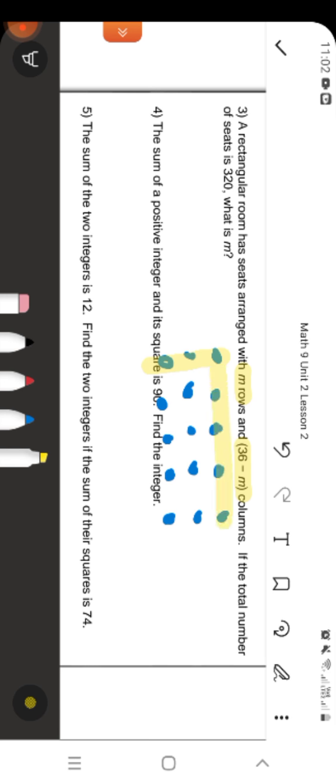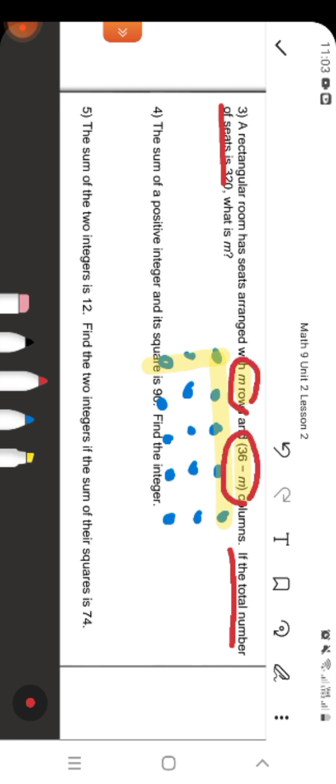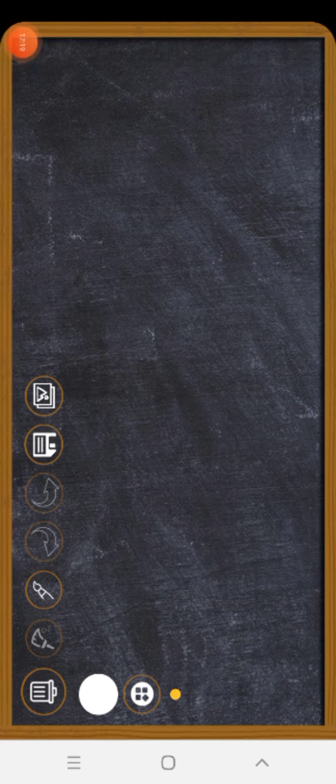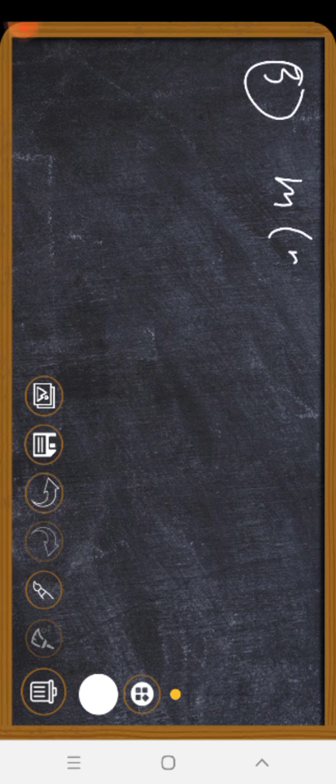It is stated in the problem that the total number of seats is 320. So we can just multiply m and 36 minus m and equate it to 320, because that's the way we count the number of seats. All right, so going to the blackboard this time, problem number 3. We have m times 36 minus m, which is your column, is equal to 320.